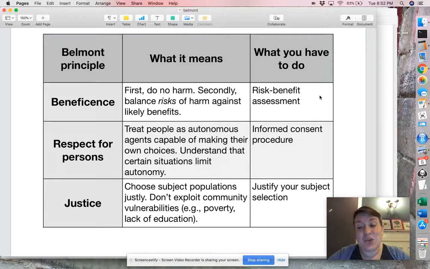Moreover, you also have to balance potential harms that you don't intend but that might happen, against the likely benefits of the research. Second principle, respect for persons. You will treat people as autonomous agents capable of making their own choices. You will give them enough information to make those choices adequately, but you will also understand that there are situations that can limit people's autonomous decision making capabilities.